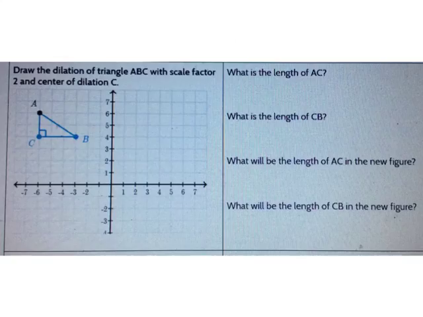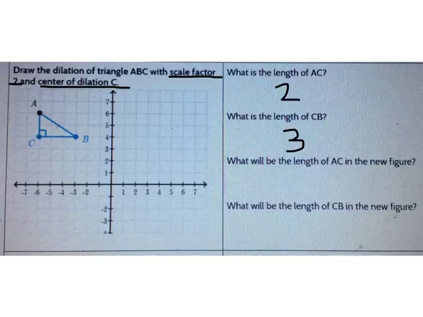Let's look at an example. Draw the dilation of triangle ABC with a scale factor of 2 and a center of dilation C. That means that the sides are going to expand out from point C in straight lines. Before we can draw that dilation, we need to know the lengths of the sides in our original shape. What is the length of side AC? It's 2 units. What is the length of CB? It's 3 units. When I draw my dilation with the center of dilation C, those lines are going to expand along straight lines from point C.